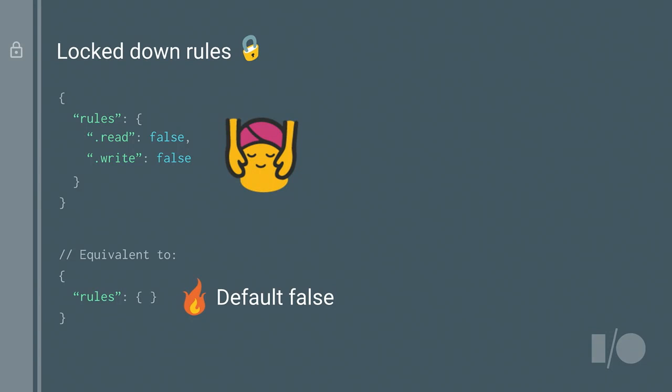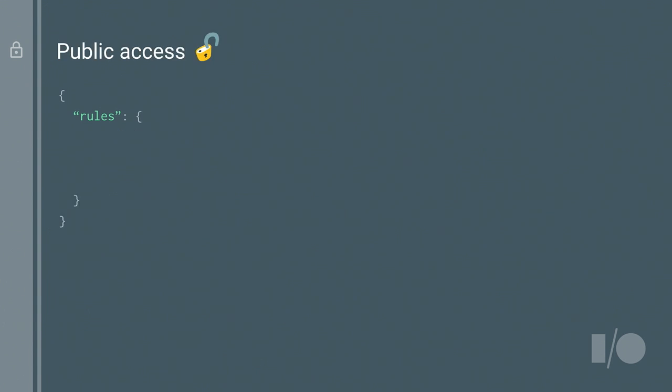Before I move on beyond this obviously pointless rule set, I want to introduce an important concept. And that is that in the rules language, doing read and write false is equivalent to not putting those rules at all. The default value is actually false. So this is kind of a contrived example, but these two rule sets are actually the same. And this will come into play in some of our later examples.